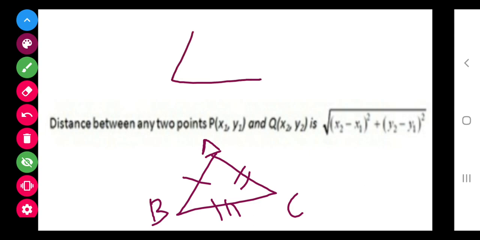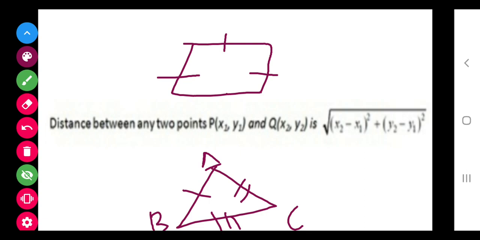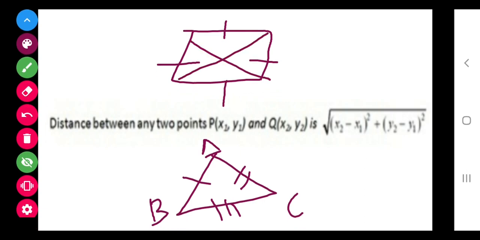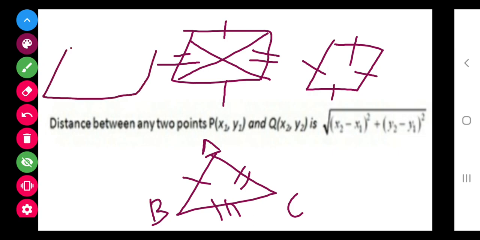Similarly, if I talk about a quadrilateral, if we want to prove a square, then we have to prove all sides equal as well as the diagonals equal. That is the property of a square, you all know. If I want to prove it as a rectangle, then opposite sides equal and diagonals are equal. If I want to prove it as a rhombus, then all sides equal. If I want to prove it as a parallelogram, then opposite sides equal only.